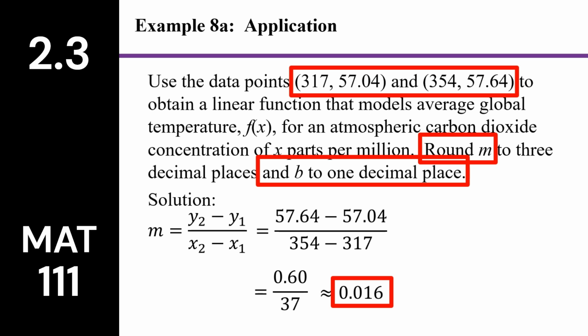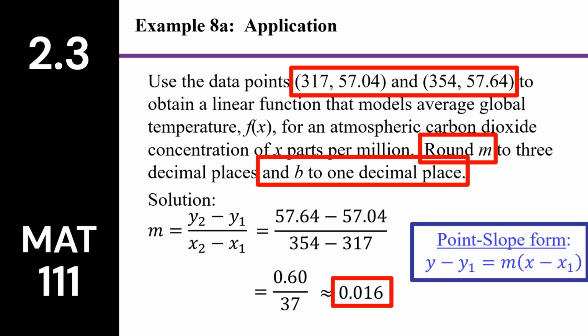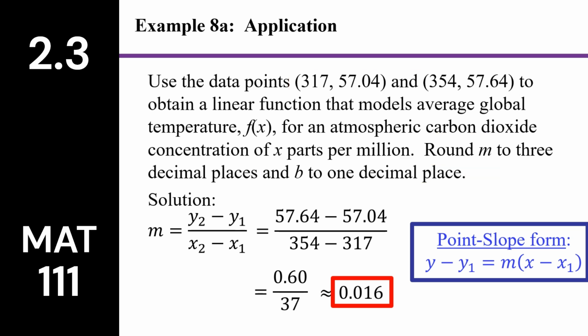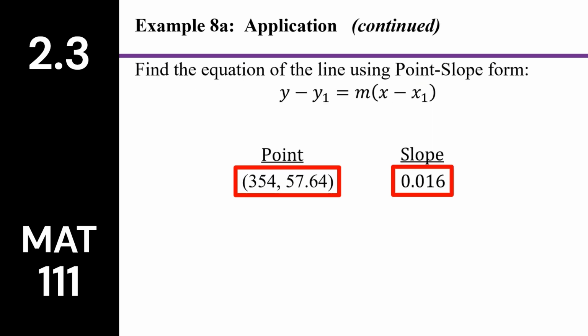How will we finish this off? Recall that the point-slope form, you need the slope and a point. Well, we just found the slope. It's 0.016, and we have 2 points, and when you have 2 points, you can just take your pick. So I'll pick this one. So now we have point-slope form, and let's take that to the next slide and finish this question off.